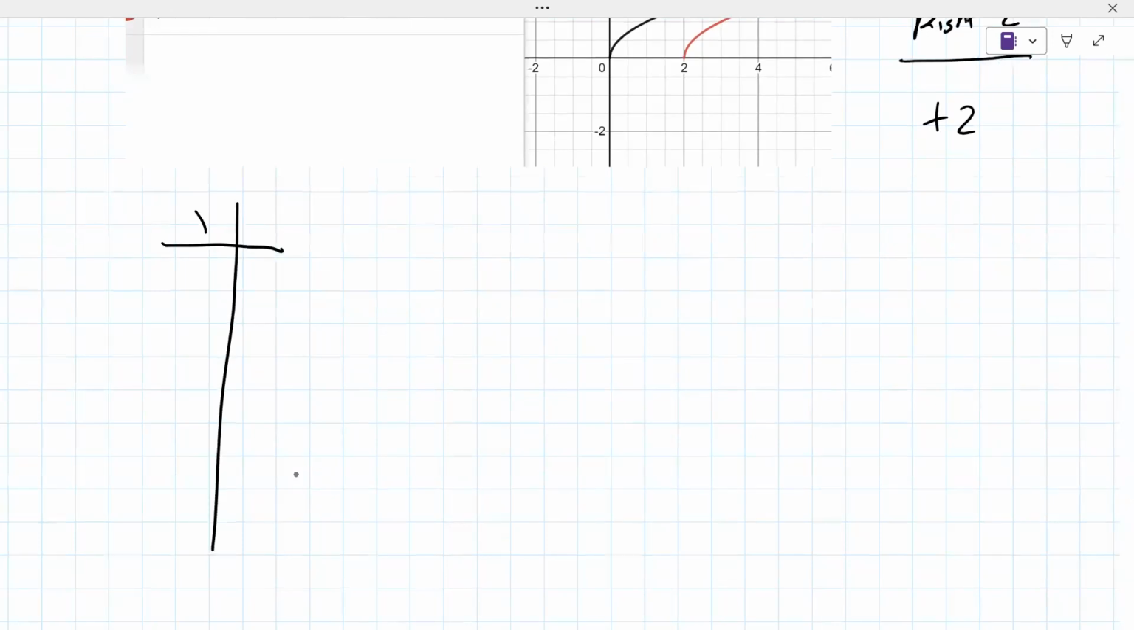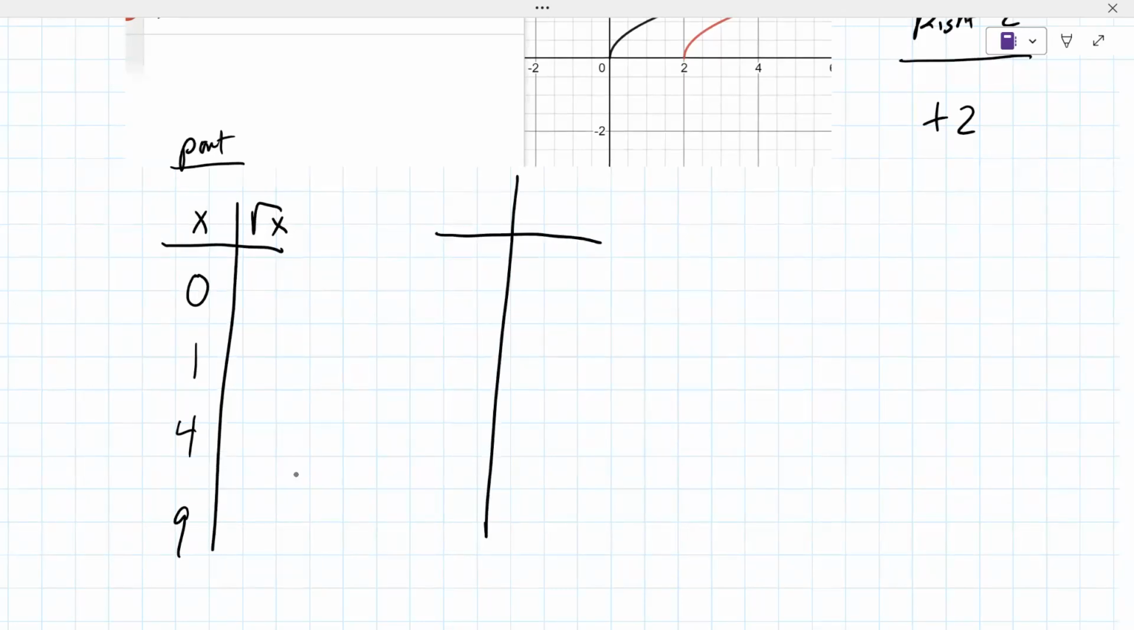So here's our parent function. What are the four x values for the square root? This is from the parent function. That's going to be 0, 1, 4, and 9. Okay. Now we're going to add 2 to every x value. I want you to add 2 to each x value.